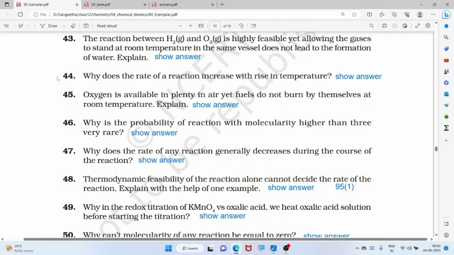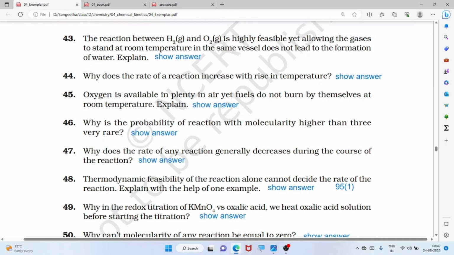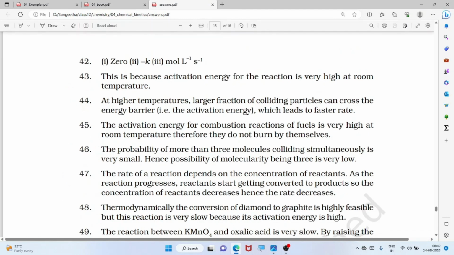Why does the rate of the reaction increase with the rise in temperature? Because of more collisions, I think. 44. At higher temperature, a larger fraction of the colliding particles can cross the activation energy barrier, which leads to a faster rate. At higher temperature, more molecules will cross the activation energy, leading to a faster rate.